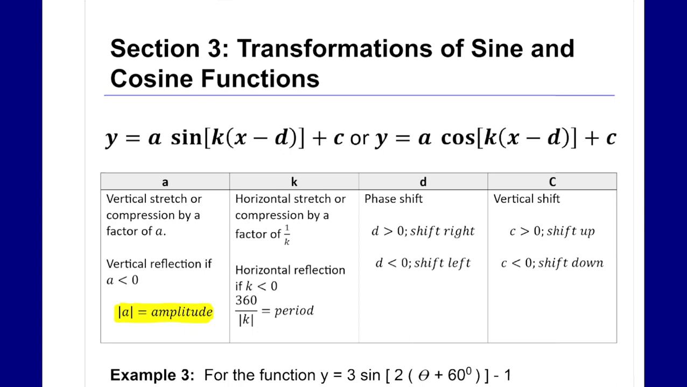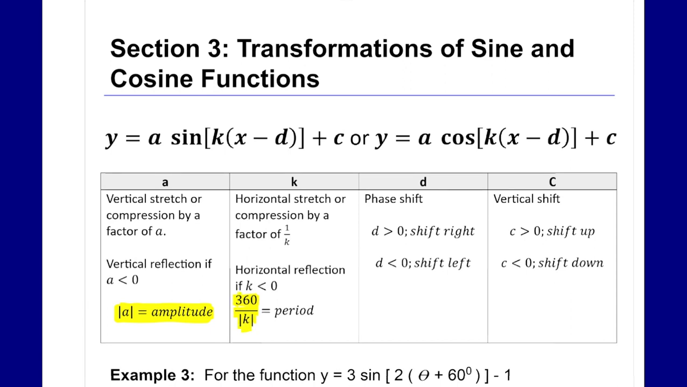K tells us the horizontal stretch or compression. It's still by a factor of 1 over k, so we still have to flip it when we apply the factor, or opposite of what we see. And there's still a horizontal reflection if it's negative or less than 0. But the k value also tells us the period.